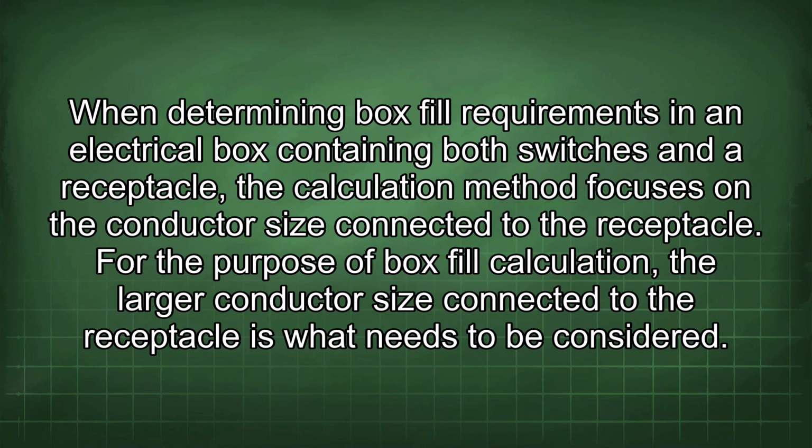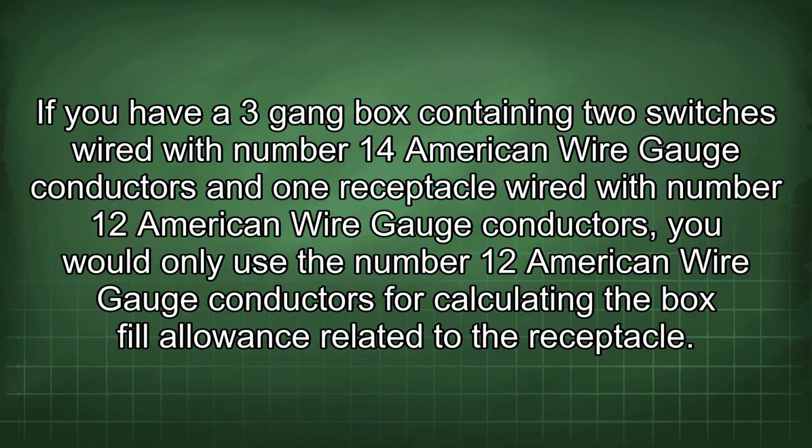When determining box fill requirements in an electrical box containing both switches and a receptacle, the calculation method focuses on the conductor size connected to the receptacle. For the purpose of box fill calculation, the larger conductor size connected to the receptacle is what needs to be considered. If you have a 3-gang box containing 2 switches wired with number 14 American wire gauge conductors and 1 receptacle wired with number 12 American wire gauge conductors, you would only use the number 12 American wire gauge conductors for calculating the box fill allowance related to the receptacle.